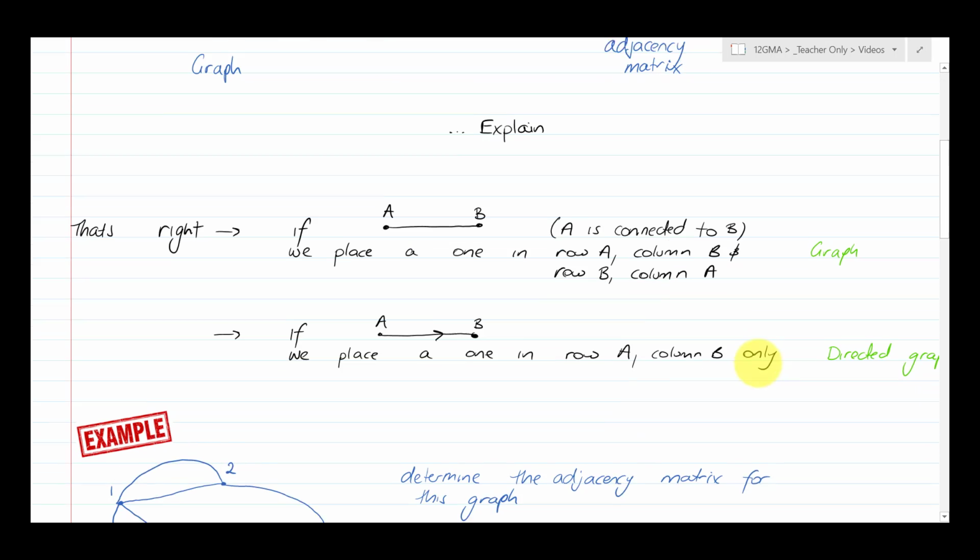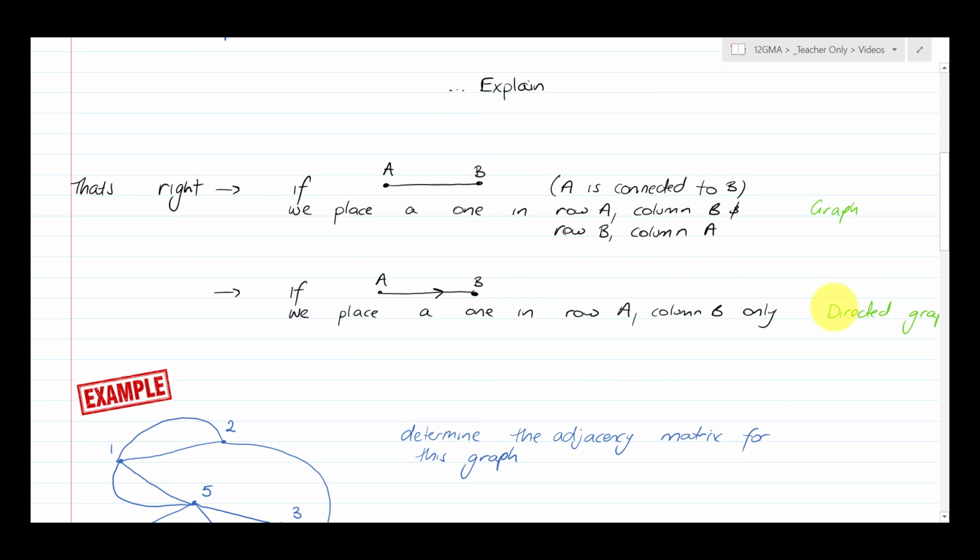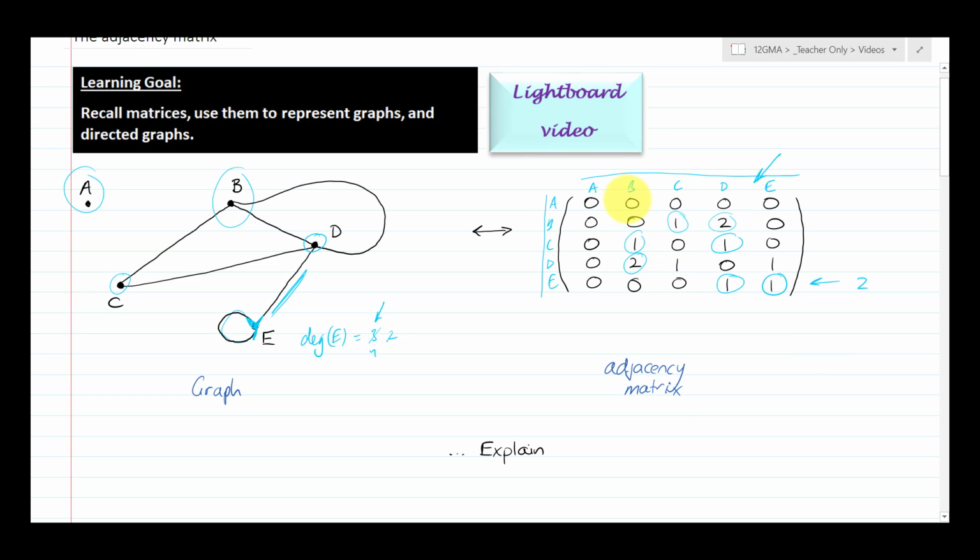So moving on, here's my summary. If A is connected to B, then we place a 1 in row A, column B, and a 1 in row B, column A. If A is connected to B in a directed graph, then we put a 1 in row A, column B only. We put a 1 here, we don't put a 1 there. So this is A connects to B, but B does not connect to A. So we always go from that row first, and that explains the connection point.